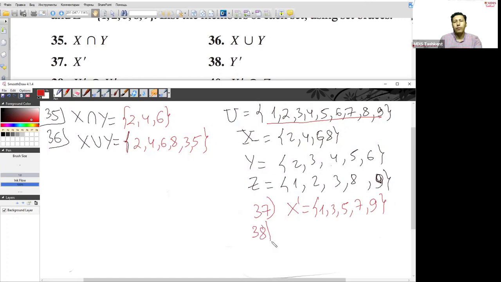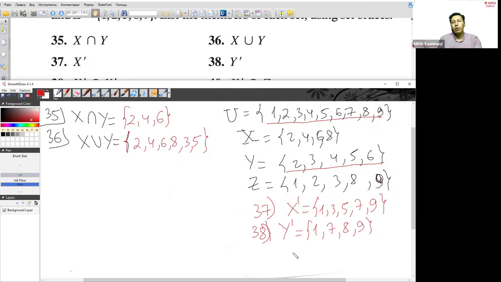38. Y complement. Complement of y. So again, from u, we take out elements of y now. 2, 3, 4, 5, 6. So we delete 2, 3, 4, 5, and 6. The rest we just copy it here. That is complement of y. So that means it's equal to 1, 7, 8, 9.